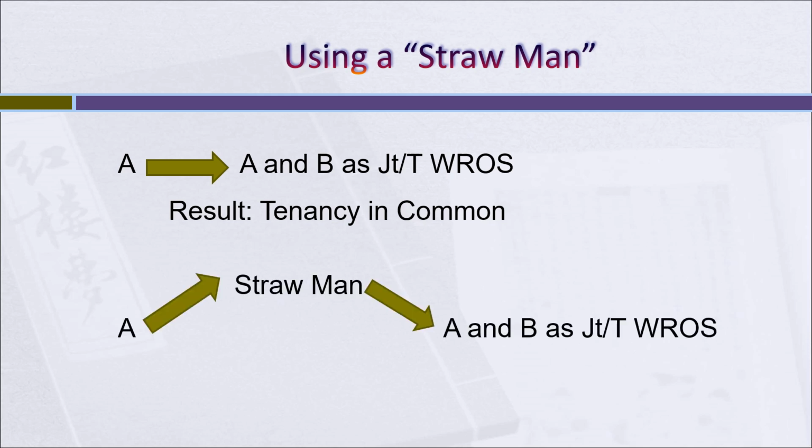So here's the way we do it. We have A deed to the straw man, and then the straw man immediately deeds back to A and B as joint tenants with right of survivorship. Now A and B are getting their interests at the same time and through the same instrument, and the result is therefore that they do get the joint tenancy with right of survivorship, which is what we wanted.